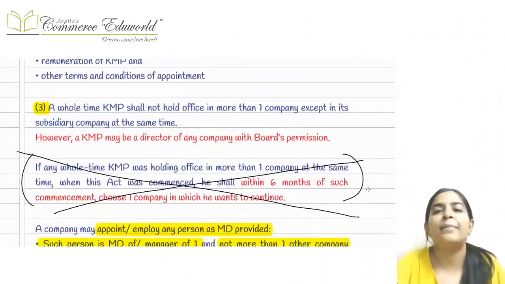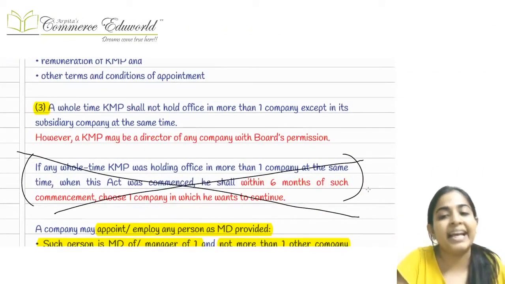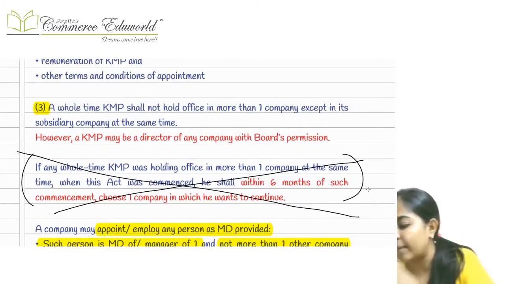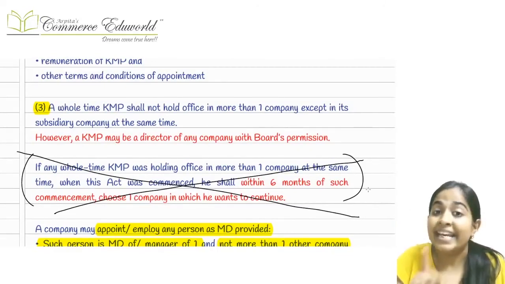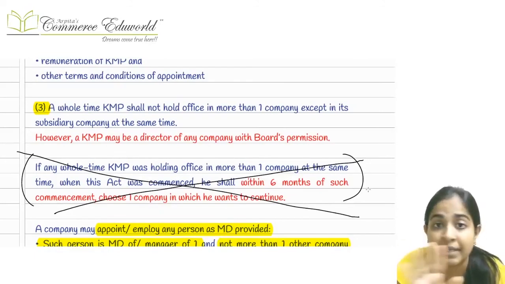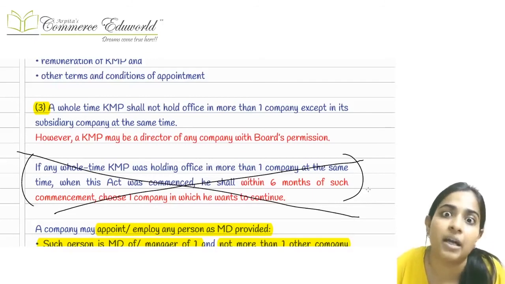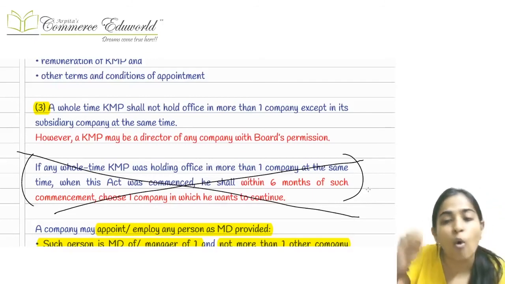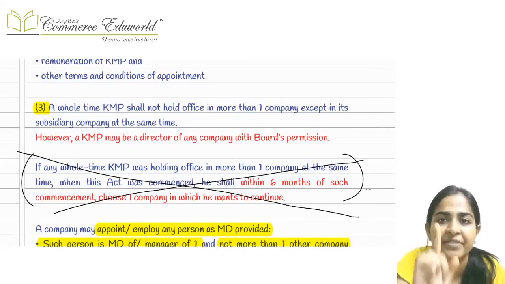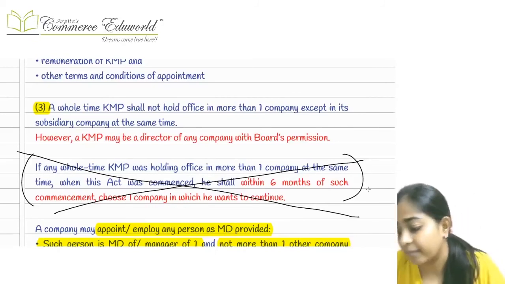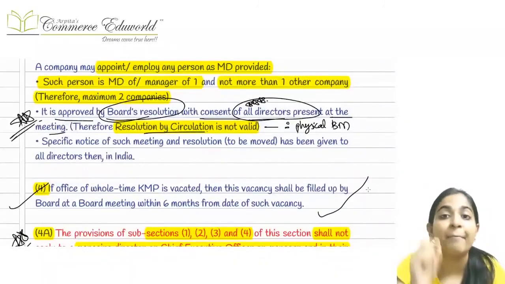If a particular person is a whole time KMP in a company, then he cannot be a whole time KMP in any other company except its subsidiary company. He can be another director in the other company, there's no problem in that. But he cannot be a whole time person in the other company. Okay, he cannot be a whole time director or whole time KMP in some other company except for its subsidiary company. Right? Okay. Then going on to the next one, coming on to the MD point.